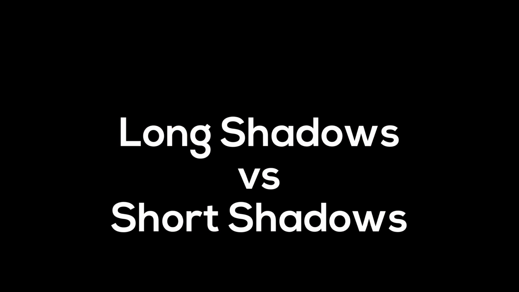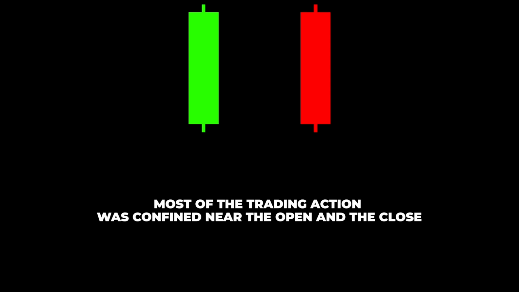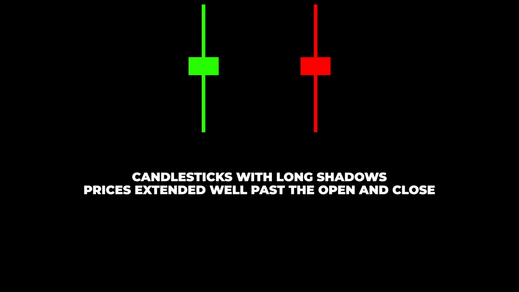Long versus short shadows. The upper and the lower shadows on the candlesticks can provide valuable information about the trading session. This is why I always tell you to pay attention to the shape of the candlestick. Upper shadows represent the session high and lower shadows the session low. Candlesticks with short shadows indicate that most of the trading action was confined near the open and the close. Candlesticks with long shadows show that prices extended well past the open and close.